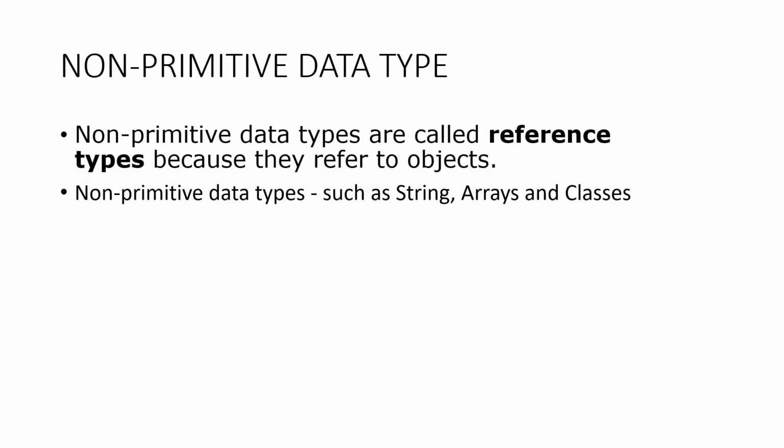Now you need to understand non-primitive data types. Non-primitive data types are called reference types because they refer to objects. We have examples like string. String is a non-primitive data type. It's a class. Arrays and classes are also non-primitive. So all these things you may be familiar with.